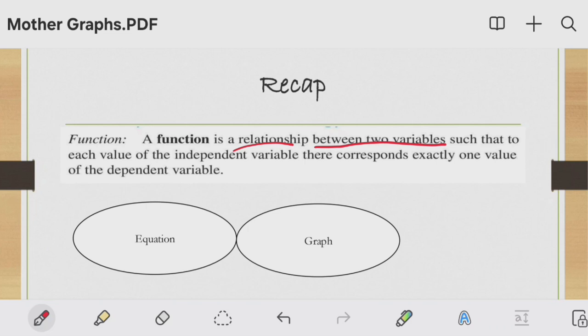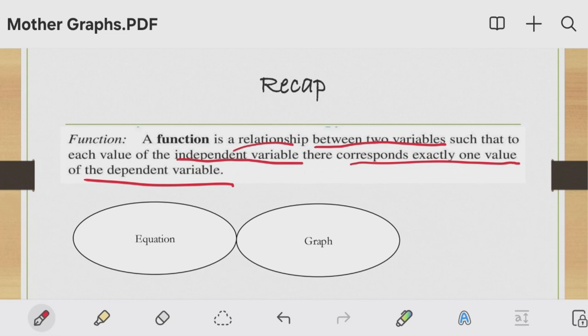So we say a function is a relationship between two variables such that each value of the independent variable, remember, the independent variable will be our input variable, corresponds to exactly one value of the dependent variable. Meaning each input value must be reliable. Press 1 plus 1 in the calculator, it must give you 2. Press it again, it must give you 2. Imagine you press it again and it gives you 4. That's impossible. That's no longer a function.